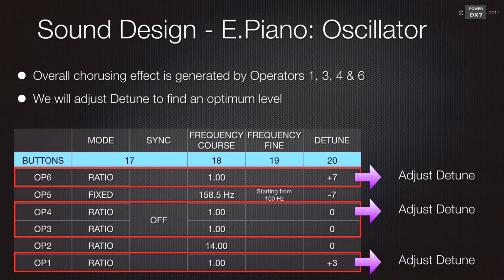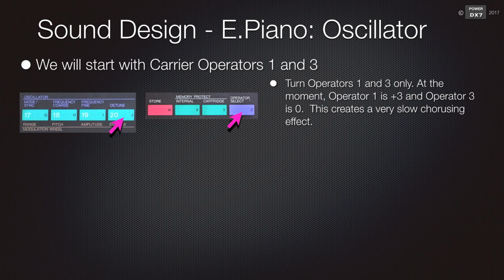Let's look into detune. As we change the algorithm, now the chorusing effect is produced by operators 1, 3, 4, and 6. So we need to change detunes for those operators. So how to change detune of those operators? A better way to adjust detune is to start from carrier operators. Turn on operators 1 and 3 only. Operator 1 is set at +3 and operator 3 is set at 0. This creates a very slow chorusing effect.